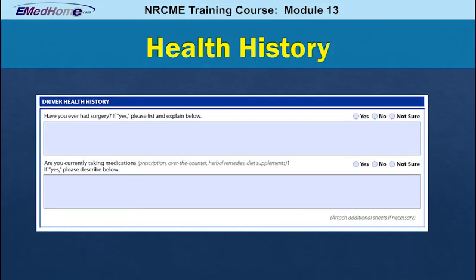The health history is an essential part of the driver physical examination. Are there limitations resulting from a current or past medical history? Are there symptoms indicating that additional testing or evaluation is needed? Discuss the safety implications of the effects or side effects of prescription or over-the-counter medications and supplements.